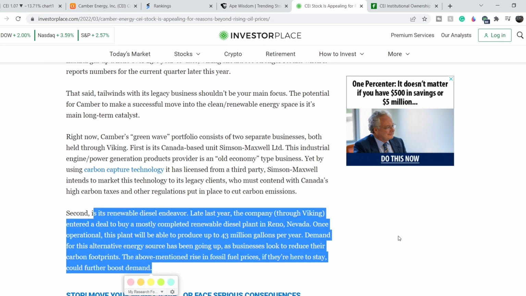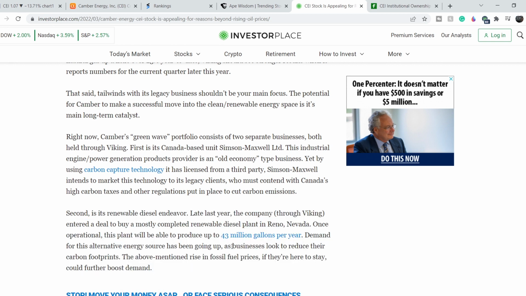Late this year, the company, through Viking, entered a deal to buy a mostly completed renewable diesel plant in Reno, Nevada. Once operational, this plant will be able to produce up to 43 million gallons per year. Demand for this alternative energy source has been going up as businesses look to reduce their carbon footprints. The above-mentioned rise in fossil fuel prices, if they're here to stay, could further boost demand.